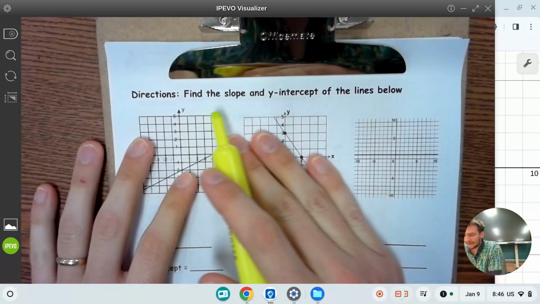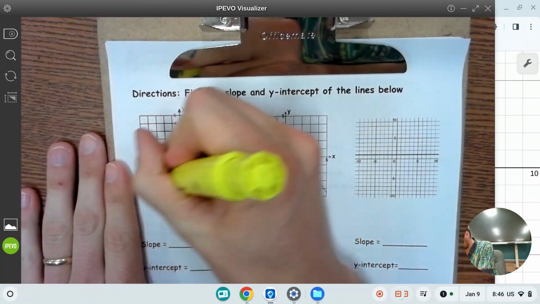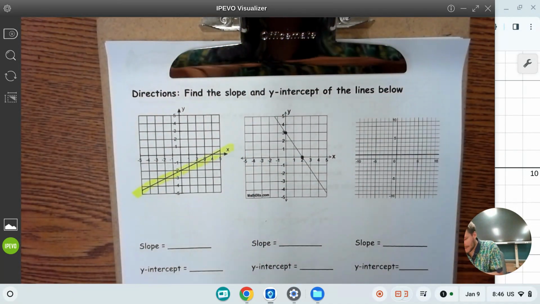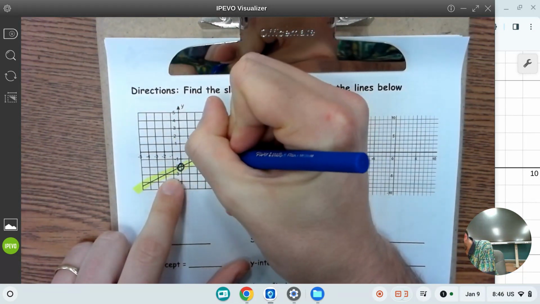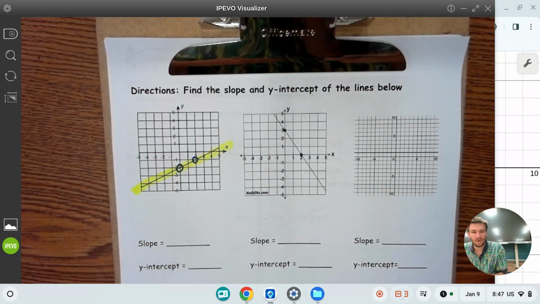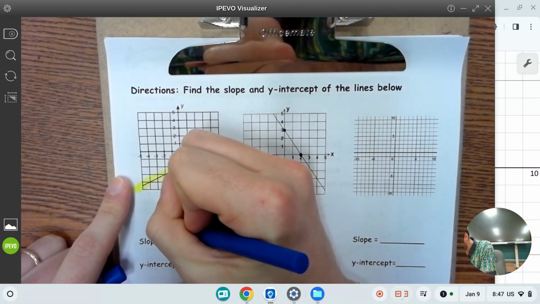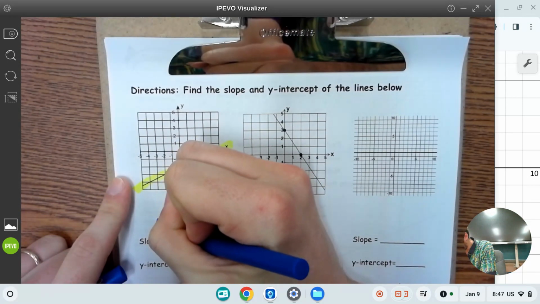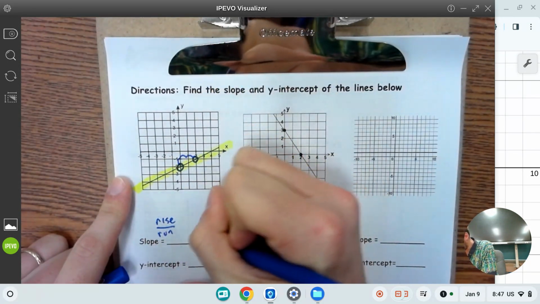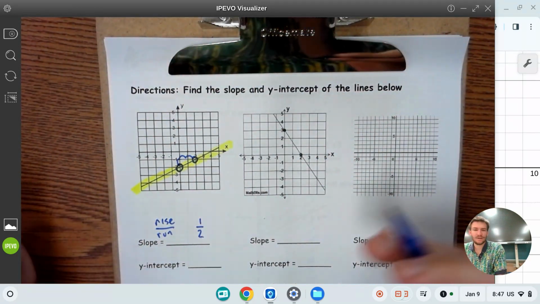We're talking about finding the slope and y-intercept of the lines below. And so here's our line. Coming up with the slope is something we've done before. We can look for two coordinates, like maybe these two, and we can count our slope by going rise over run. So I'm rising 1 and I'm running 2. My rise over run is 1 over 2. I'm going to the right, so there's my slope.